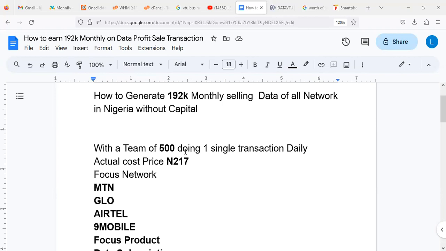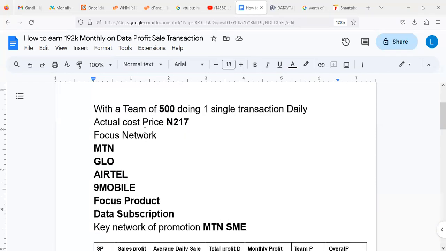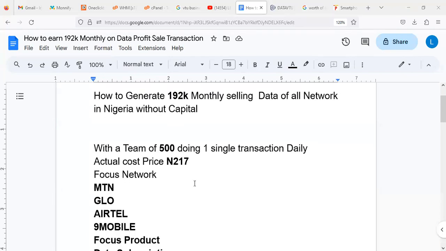Now, with a team of 500 doing one single transaction daily, the actual cost price of the commodity, and the commodity we'll be dealing with specifically is MTN. It's not that other networks are not working, but MTN seems to have the upper hand in the Nigerian telecom business as it stands now. So we're getting this product at a rate of 217 naira, and we are looking at how to turn this product, which we are getting at the cost price of 217, into over 192K in a month in pure revenue without capital.